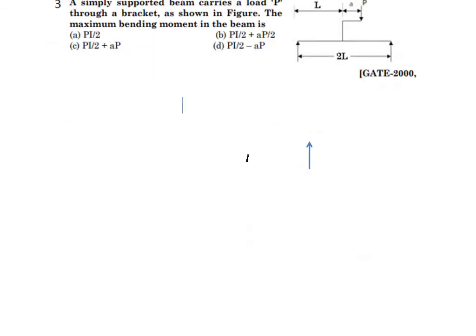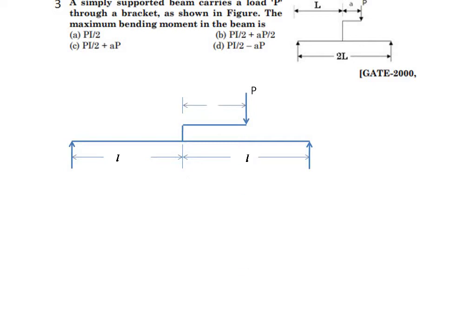Let's move on to the next problem. A simply supported beam carries a load P through a bracket as shown in figure. The maximum bending moment in the beam is, so you have different options. So this is the diagram. Let's look at it in detail. So this is a simply supported beam of length 2L, and exactly at the center you have a bracket like this, and at the end of the bracket a load P is applied, and the eccentricity of the bracket is A. Right.